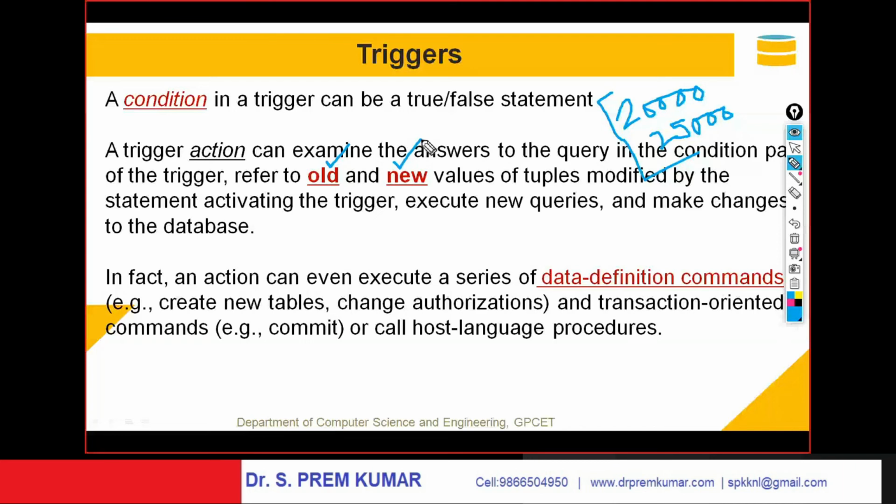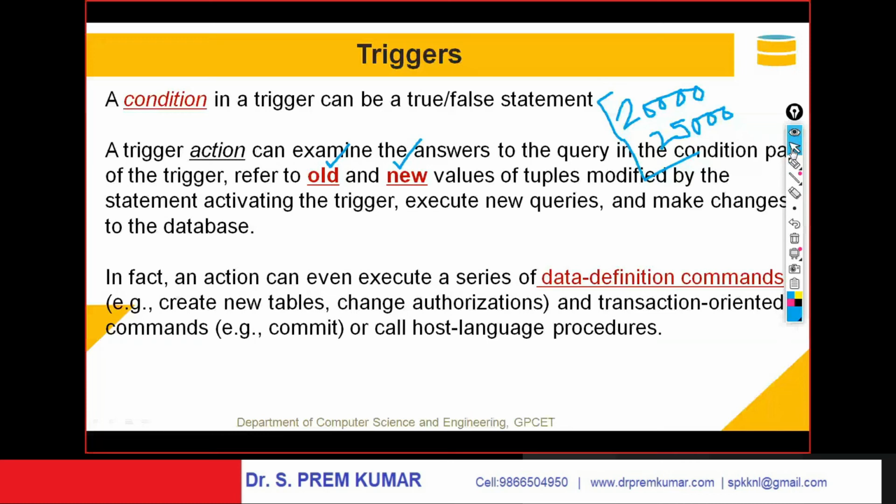For example, an employee has a salary of 20,000. The 20,000 is already there. Now I want to modify it to 25,000. The existing value is called the old value and the 25,000 which I want to update is called the new value. With this we will be activating the triggers.